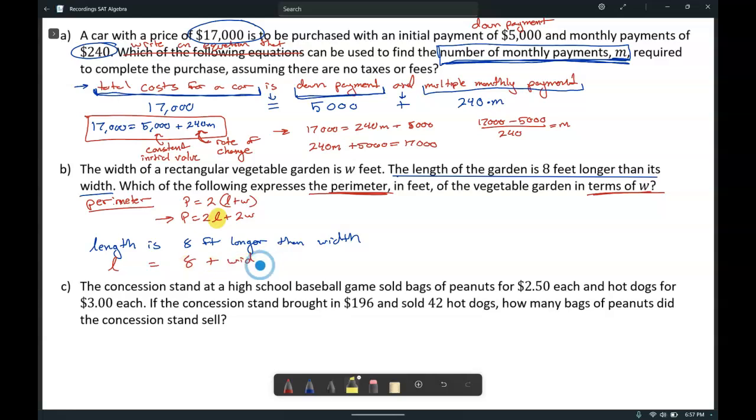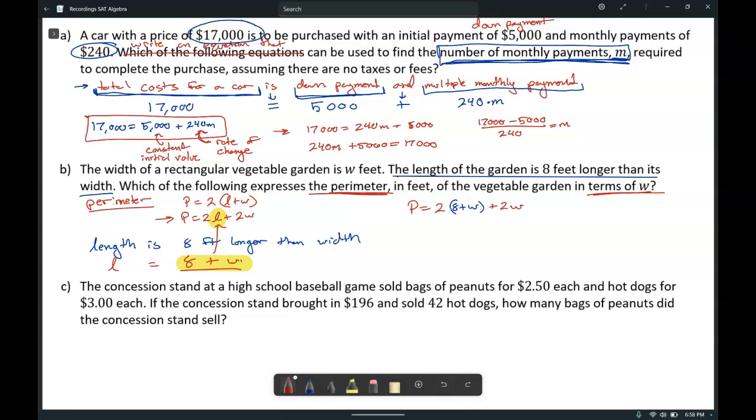Actually, let's go ahead and write that as just W instead of the width. So we have 8 plus W, and we can use that to substitute in for the variable within our formula. And so with P equals 2 times L, instead of L, we're going to use 8 plus W, plus 2W. We've replaced the L with 8 plus W. And that's what we did over here.